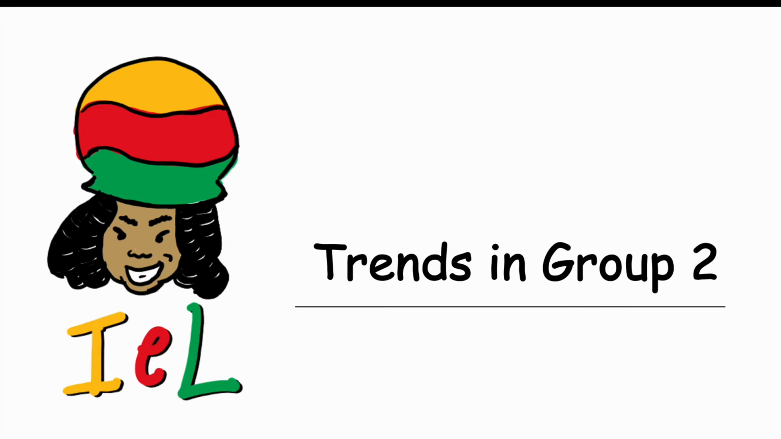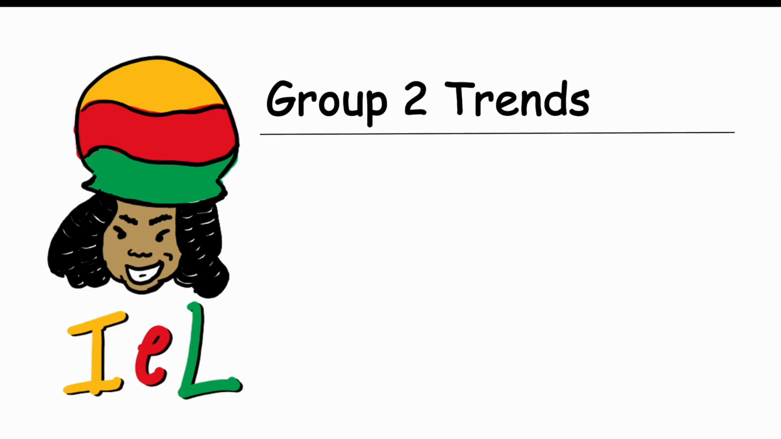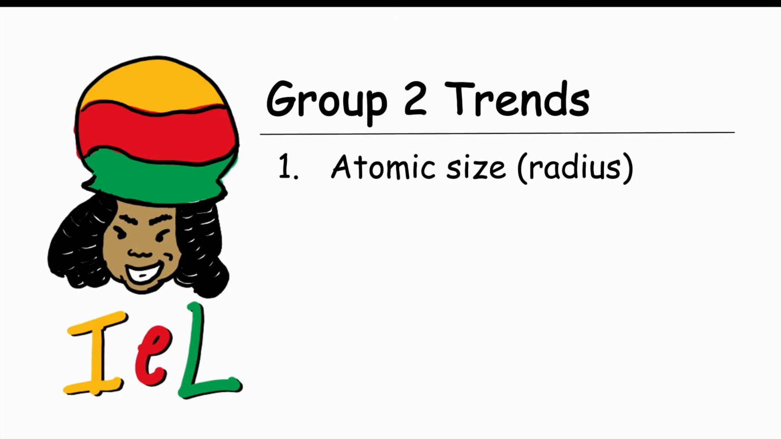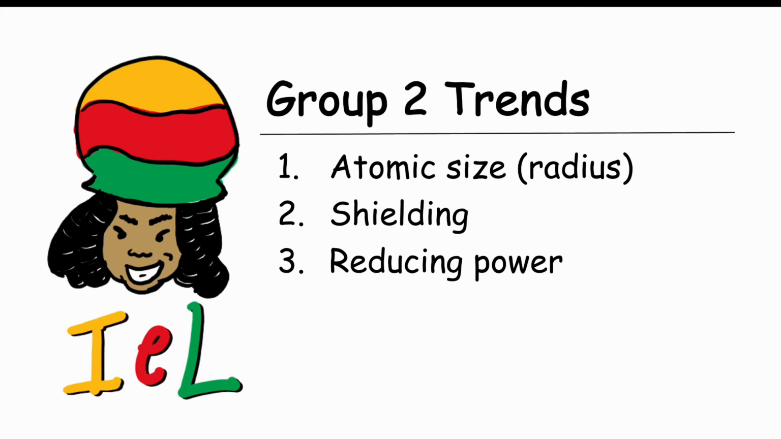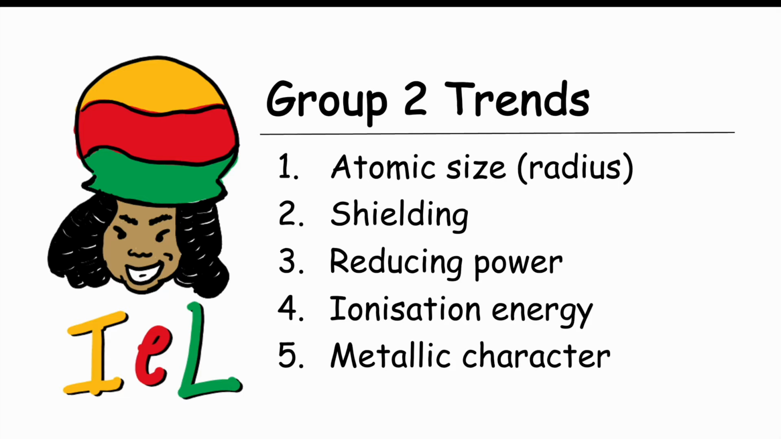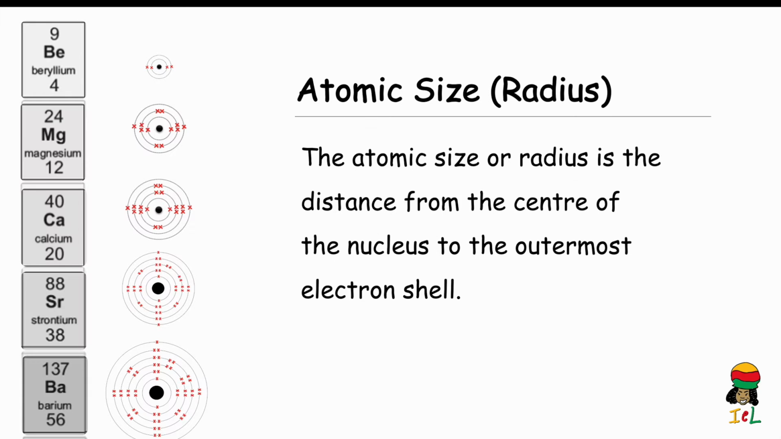We will now examine trends in Group 2. We will examine 6 trends in Group 2: atomic size or radius, shielding, reducing power, ionization energy, metallic character, and reactivity. Starting with atomic radius or size.